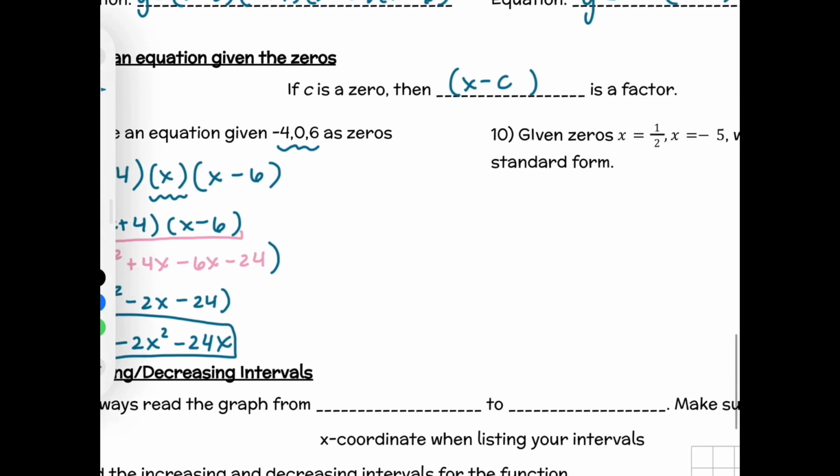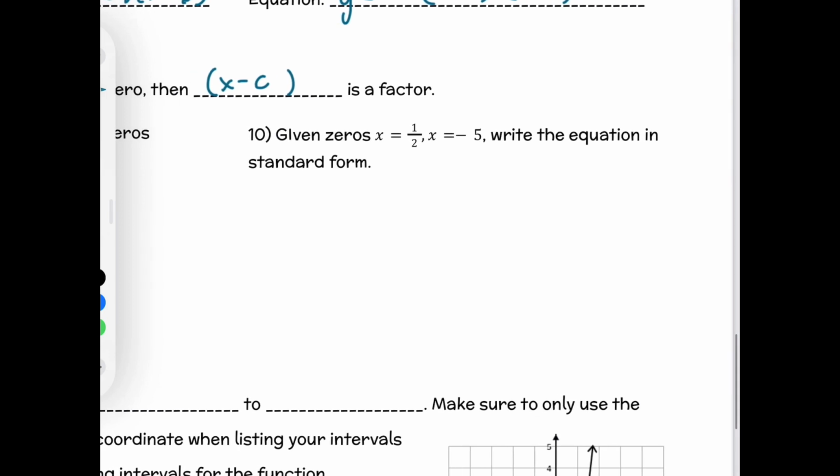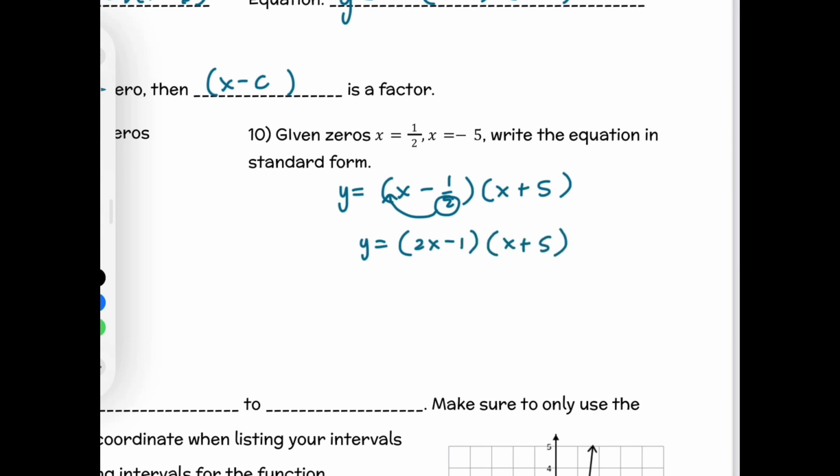All right, for the next one, we're going to write this one in factored form first. So whenever it says to write an equation in standard form, we always write it in factored form first. So we're going to write y equals x minus 1/2 times x plus 5. So we never want a fraction to be written like this. So what we're going to do is take whatever's in the denominator, that 2, and put it in front of the x. So we're going to rewrite it as y equals 2x minus 1 times x plus 5.